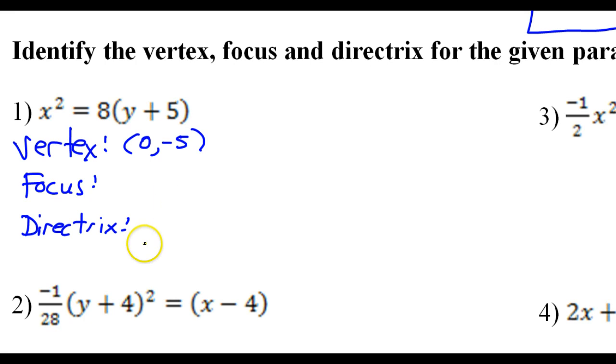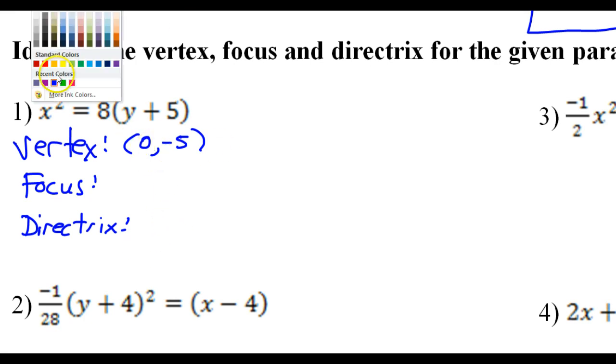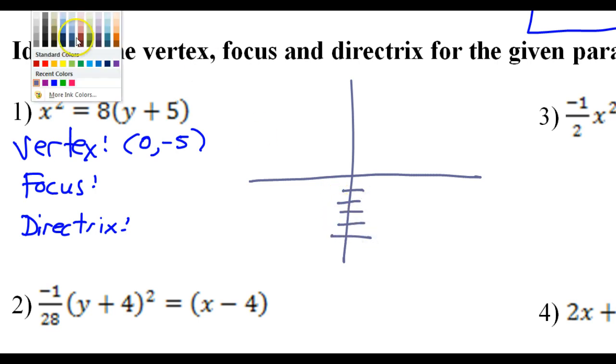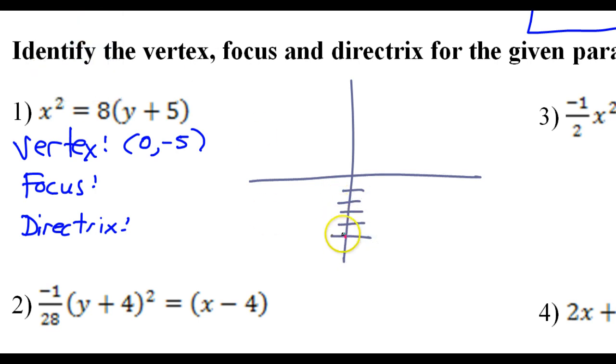For the focus and the directrix, you're going to want to do a sketch. Okay, that's just the way it is, so deal with it. So here comes a sketch. We've got the vertex at (0, -5). So 0, -5, 1, 2, 3, 4, 5. So here's my vertex right here.